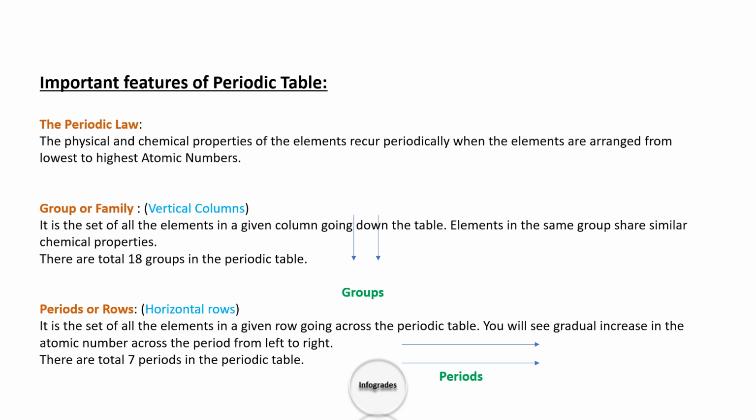As far as the broader classification is concerned, we have already discussed that the periodic table is divided into 2 main categories, groups and periods. Groups are the set of elements in a given column going down the table. Elements in the same group share similar properties, and there are a total of 18 groups in the periodic table. A period is a set of elements in a given row going across the periodic table from left to right. There are a total of 7 periods in the periodic table. All right.